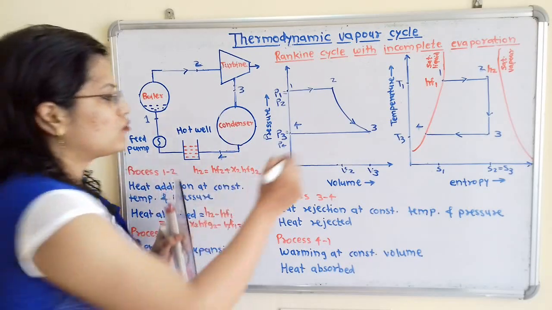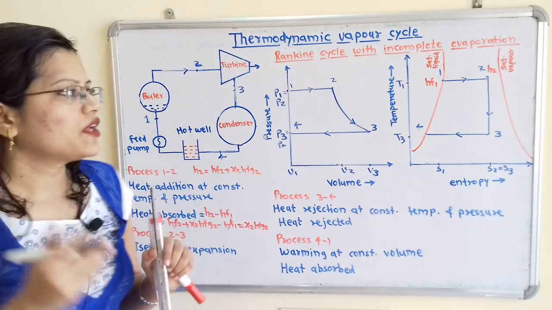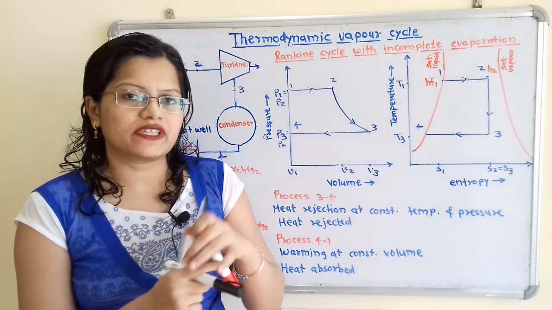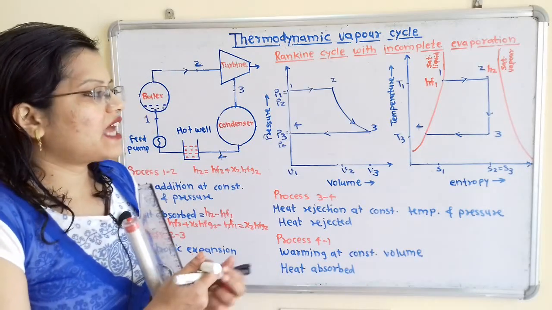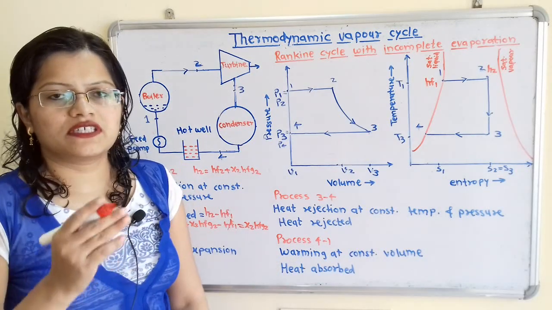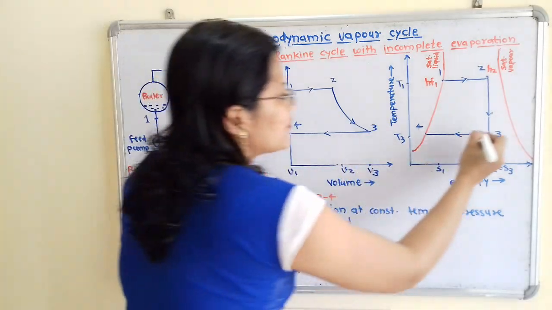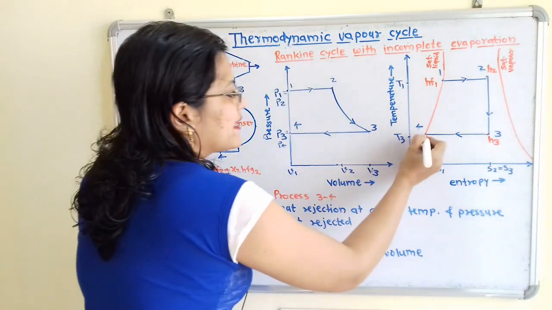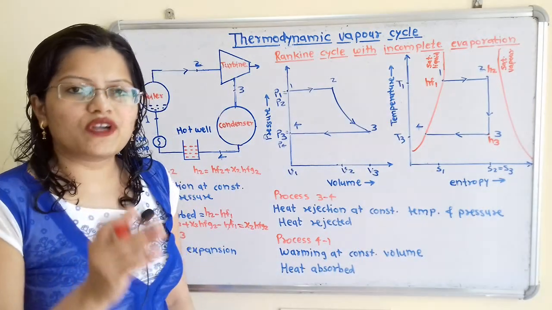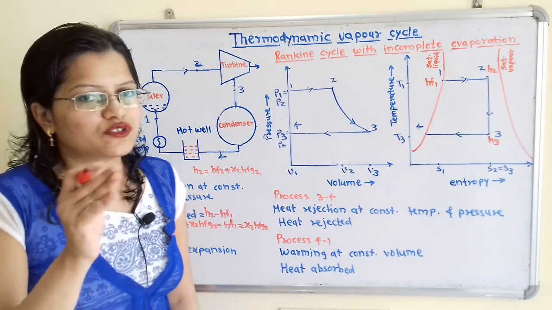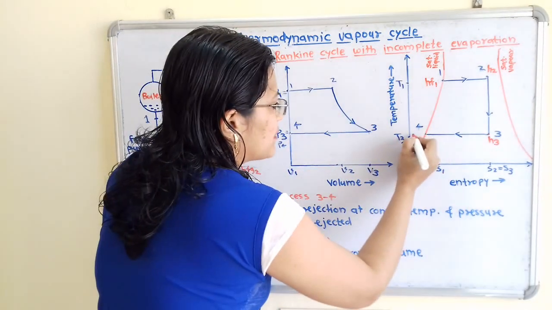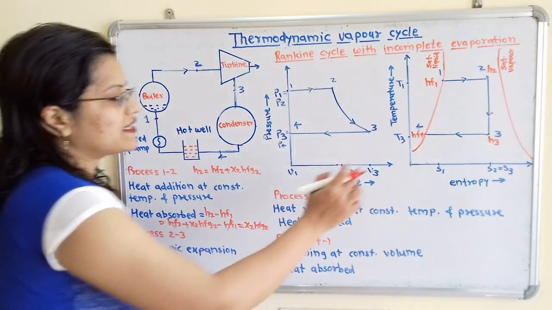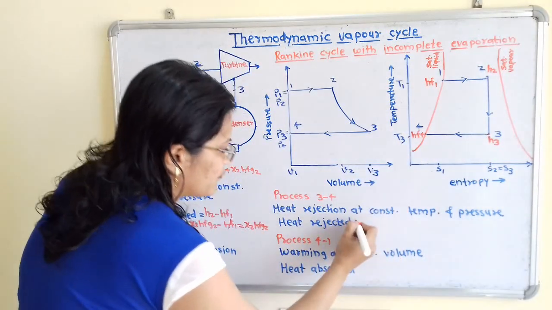Now we have to calculate the heat rejected. So again for the heat rejected we have to find out the enthalpy. So what is the enthalpy at point 3? Because it is the wet steam, we will say enthalpy at point 3 will be H3. And what is the enthalpy at point 4? So at point 4 it is saturated water or saturated liquid phase. So enthalpy at point 4 is HF4. So heat rejected is equal to H3 minus HF4.